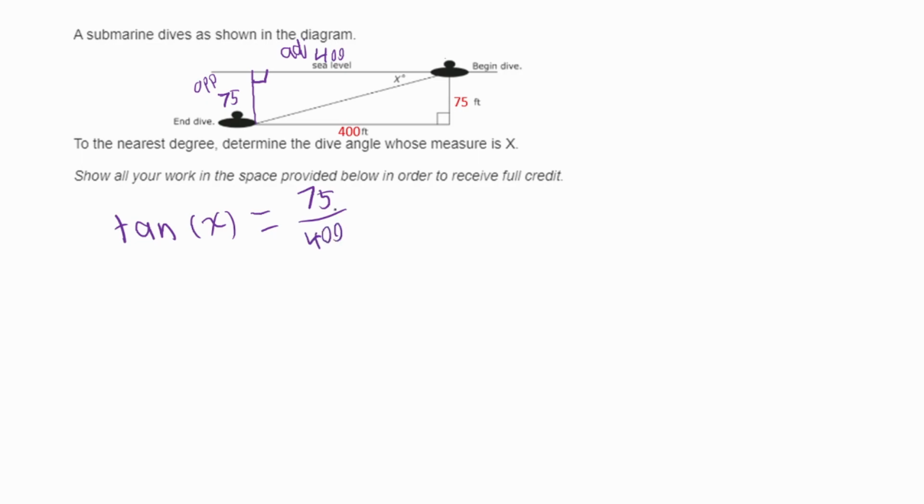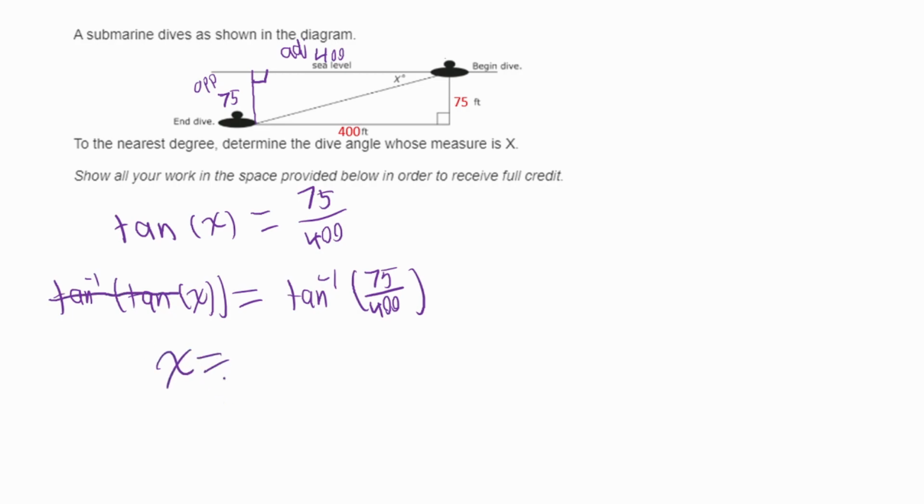And whenever we are trying to find that angle measure, it's a dead giveaway that we need to use our inverse of whatever trig ratio we're using. Since we're using tangent, we need to say tangent inverse of the tangent of x equals tangent inverse, because you do it to one side, you got to do it to the other, of 75 over 400. Our tangent inverse and tangent cancel, and we're left with x is equal to, and then we just got to plug this into our calculator.